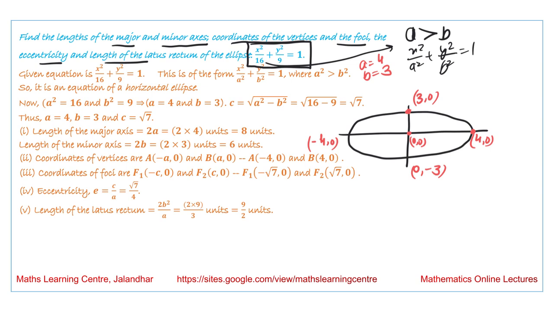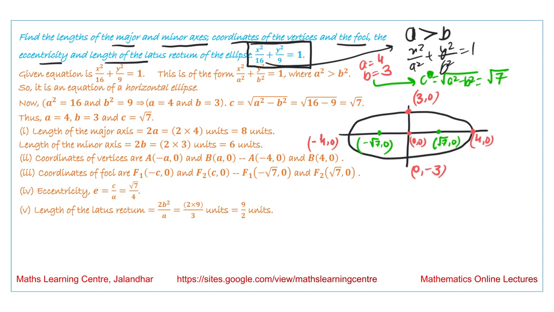Now from the value of a and b, we can calculate the value of c. We know that c is equal to square root of a square minus b square, and it comes out to be root 7. It means the foci of this ellipse are root 7 comma 0 and minus root 7 comma 0.